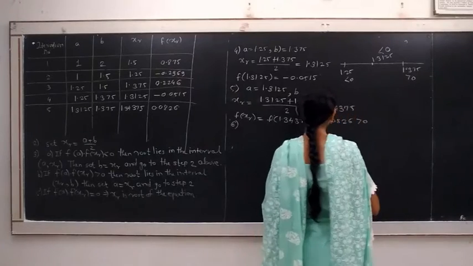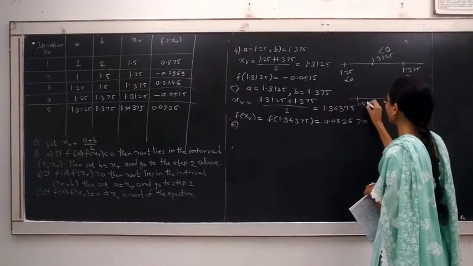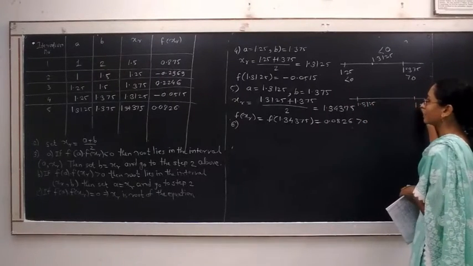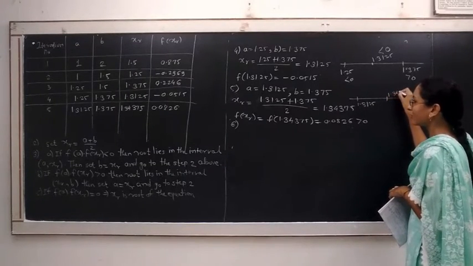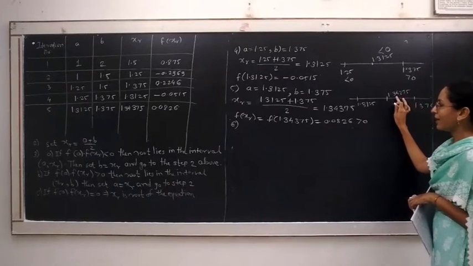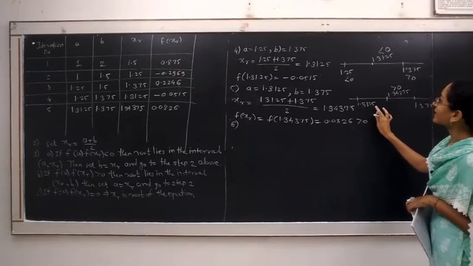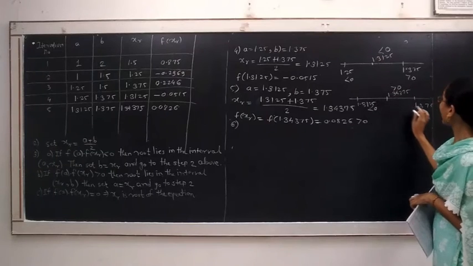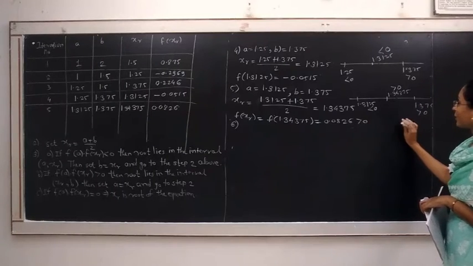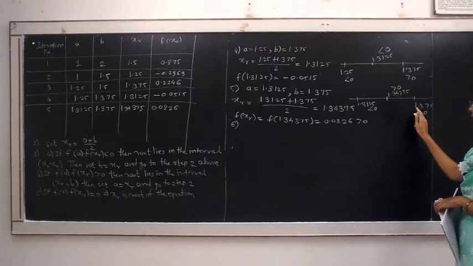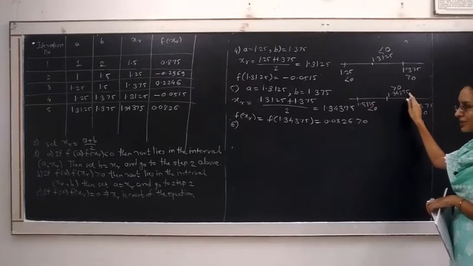In the previous iteration, we have chosen the two numbers A as 1.3125 and B as 1.375. In between them, 1.34375. For this number, F gives positive sign. For this number 1.3125, F takes negative sign, and for this number 1.375, F takes positive sign. Therefore, root doesn't lie between 1.3125 and 1.375. Root lies in between 1.3125 and 1.34375.